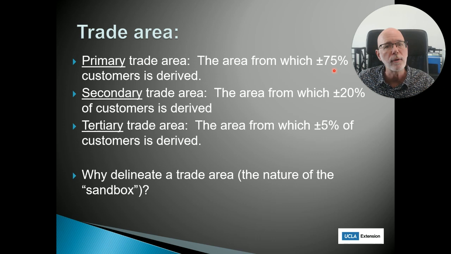And then what we said earlier in the course is that on a secondary basis, about 20 or so percent, these percentages are going to fluctuate depending on who you talk to, but about 20% or so of our customers will be derived from the secondary trade area. And then finally, about 5% of our customers will be derived from the tertiary, the far out trade area.